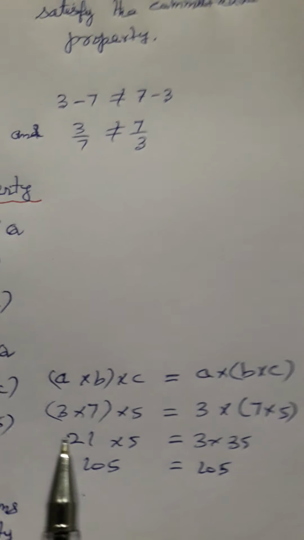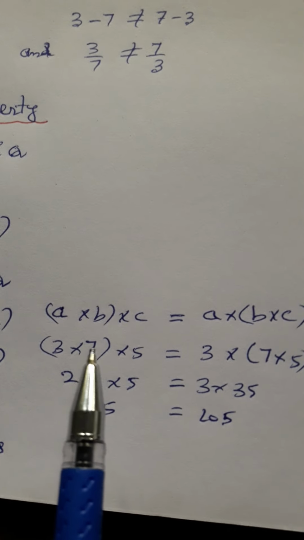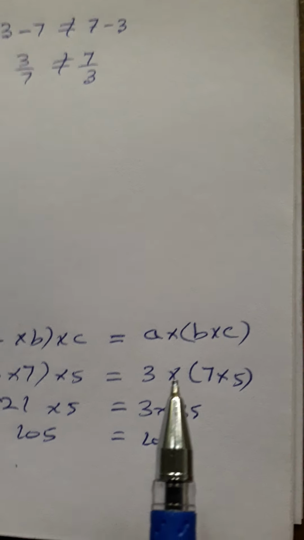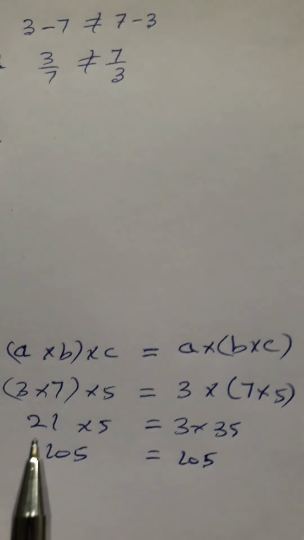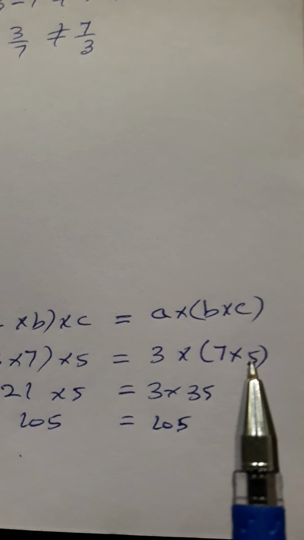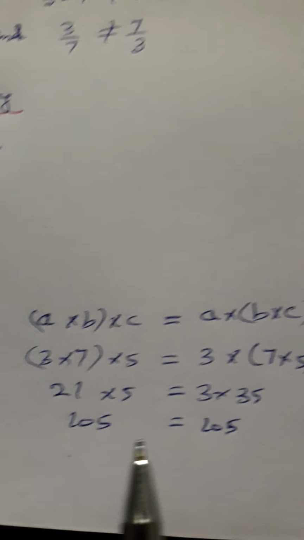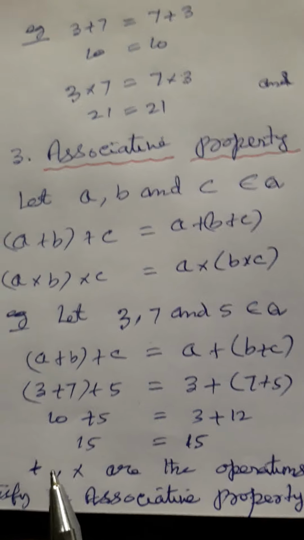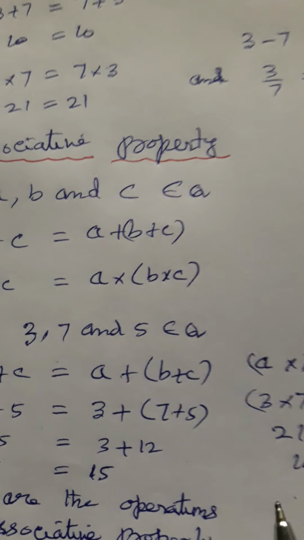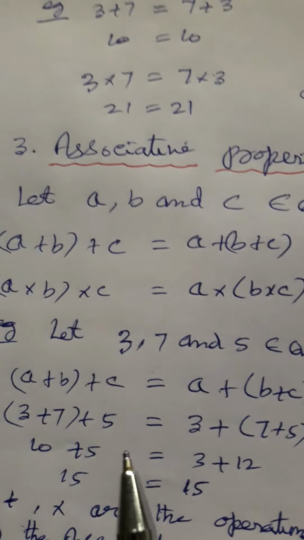With respect to multiplication, (a into b) into c equal to a into (b into c). a is 3, b is 7, and c is 5. So (3 into 7) into 5. 3 7s are 21, into 5 we get 105, and 3 into (7 into 5), 7 5s are 35, 3 into 35, we get 105. So we get the same value. Here also addition and multiplication are the operations that satisfy the associative property, whereas subtraction and division do not satisfy the associative property.